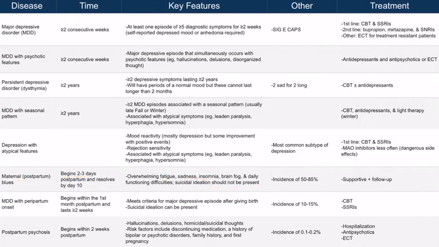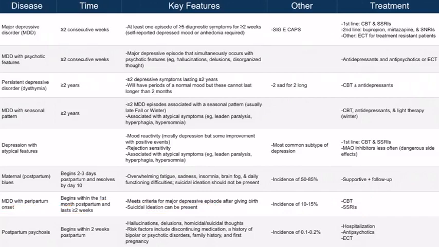Next is major depressive disorder with peripartum onset. This typically begins with the first month after delivery and lasts at least 2 weeks. Patients meet criteria for MDD, so they have over 2 weeks of at least 5 of the SIGECAPS symptoms. You can distinguish this disorder from postpartum blues by the severity of the symptoms, the possible presence of suicidal ideation, and the fact that it does not resolve by day 10. The incidence rate is 10 to 15%, and the treatment is the same as MDD, with first-line therapy being CBT and SSRIs.